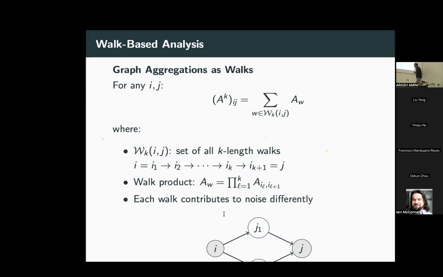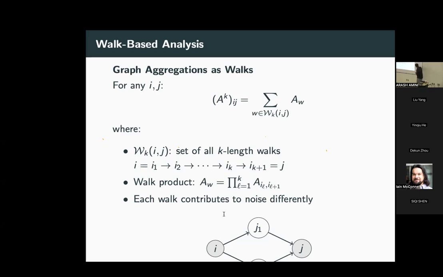If you look at, for example, A squared, if you look at the ij element, this would be the sum over i2 from 1 to n of A_{i i2} times A_{i2 j}. Right, classical, just the definition. So you can think of it as basically looking at all the walks of length 2 from i to j.